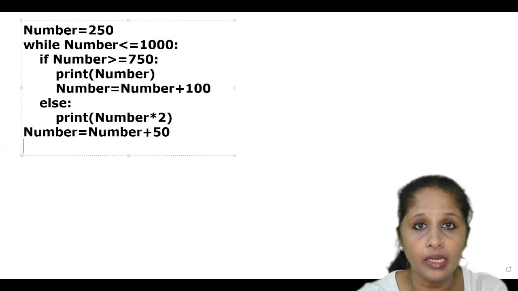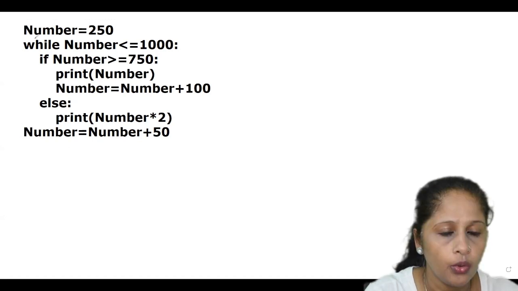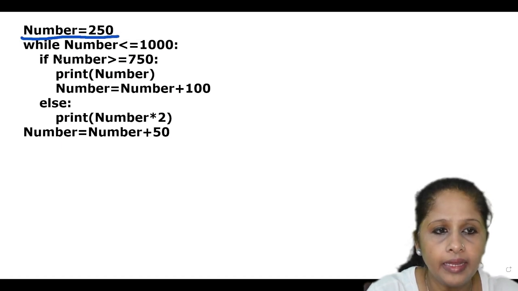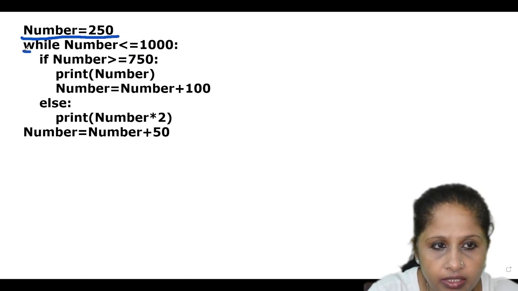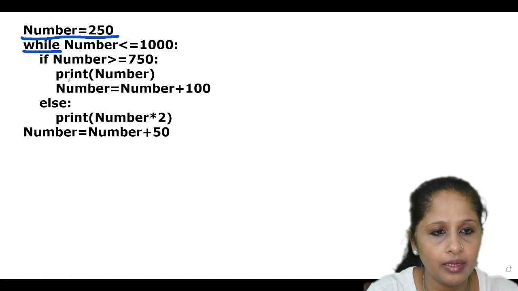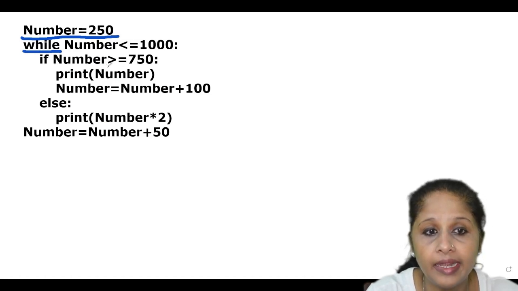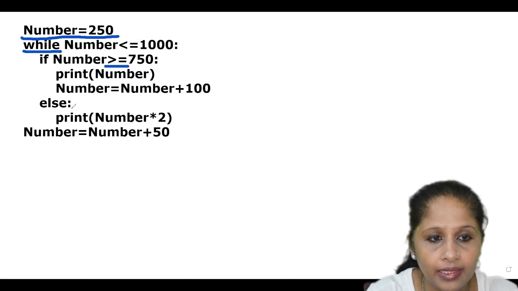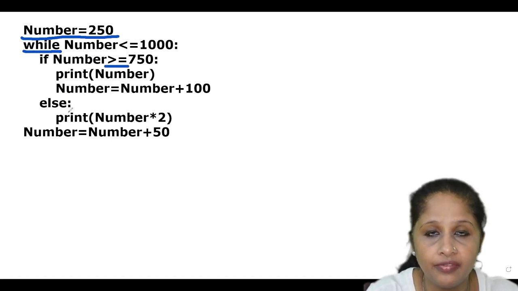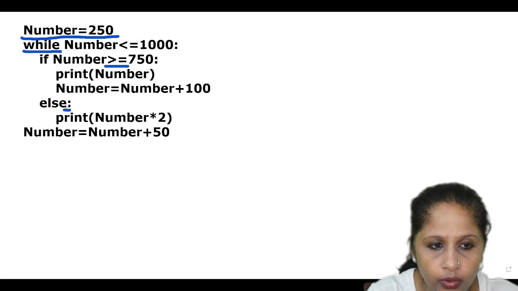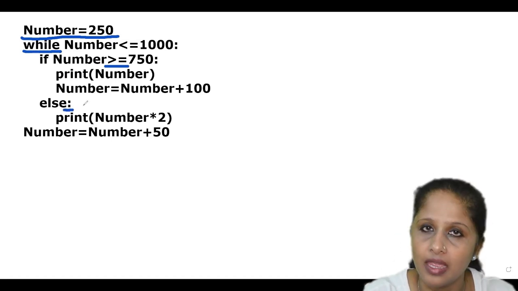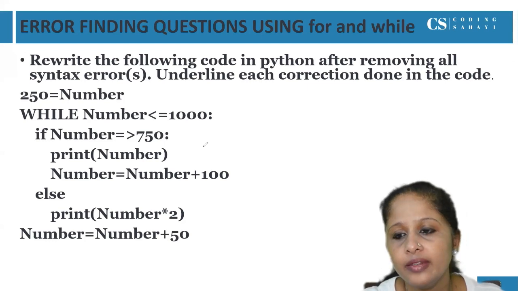So now we need to underline all the errors. Okay, so the first change we did here. So in this line we need to underline it. Then in the second line we changed this while, so that should be underlined. Then here number greater than or equal to, so here we make the change, so there you underline it. Then in the else we have given a colon, so there also you need to underline. So this is the corrected code with underline. So let's move on to the next question.